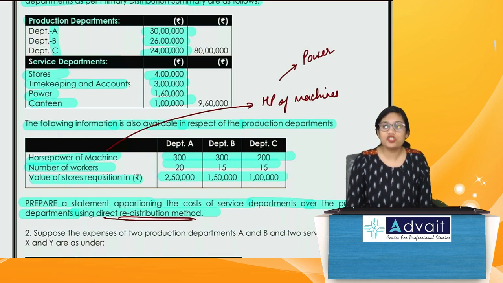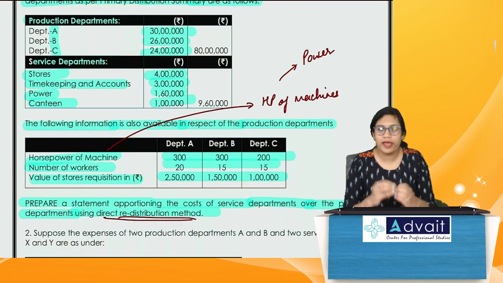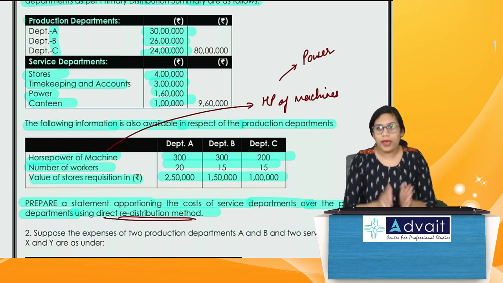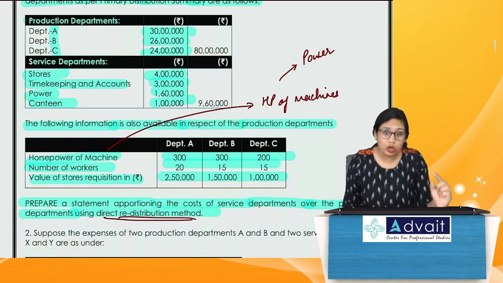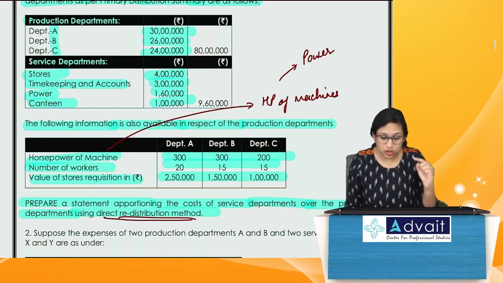Guys, direct redistribution method was that method of reapportionment where the service departments are not involved with each other. They are not serving each other. They are only going to be serving their production departments. That is the first method of reapportionment. Very, very simple. In this problem and the next few problems, we are going to concentrate on how to apply those methods of reapportionment. So this problem is talking about the first method, which is direct redistribution. So shall we start off?